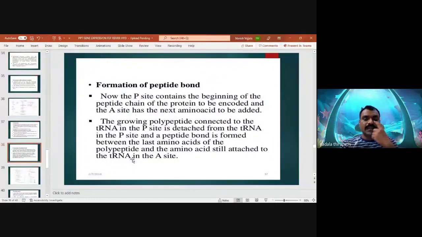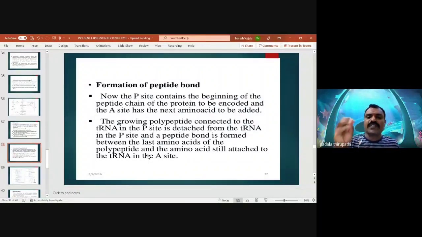Okay, very good. Then the second step of this elongation process, that is the formation of peptide bond. Now the P site contains the beginning of the peptide chain of the protein to be encoded, and the A site has the next amino acid to be added. The growing polypeptide connected to the tRNA in the P site is detached from the tRNA in the P site, and a peptide bond is formed between the last amino acid of the polypeptide and the amino acid still attached to the tRNA in the A site.